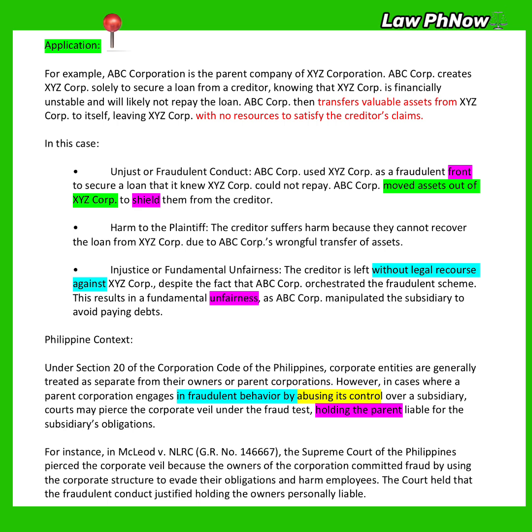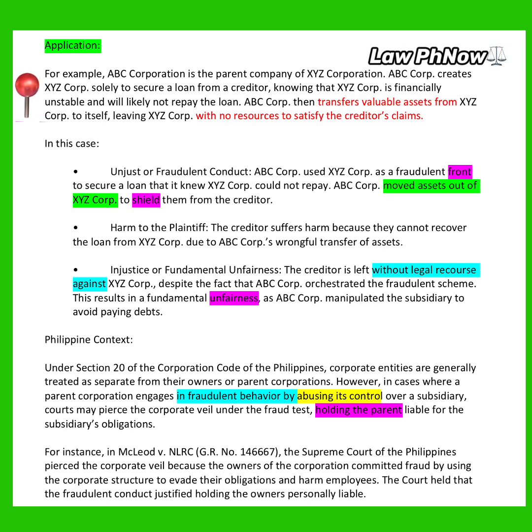ABC Corp used XYZ Corp as a fraudulent front to secure a loan that it knew XYZ Corp could not repay. ABC Corp moved assets out of XYZ Corp to shield them from the creditor. Harm to the plaintiff. The creditor suffers harm because they cannot recover the loan from XYZ Corp due to ABC Corp's wrongful transfer of assets. Injustice or fundamental unfairness. The creditor is left without legal recourse against XYZ Corp, despite the fact that ABC Corp orchestrated the fraudulent scheme. This results in a fundamental unfairness as ABC Corp manipulated the subsidiary to avoid paying debts.